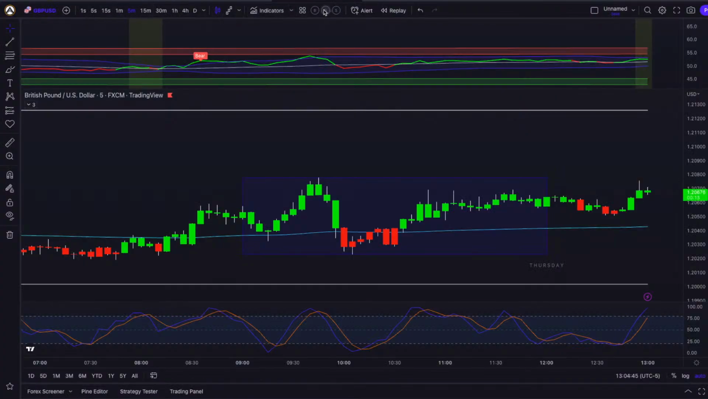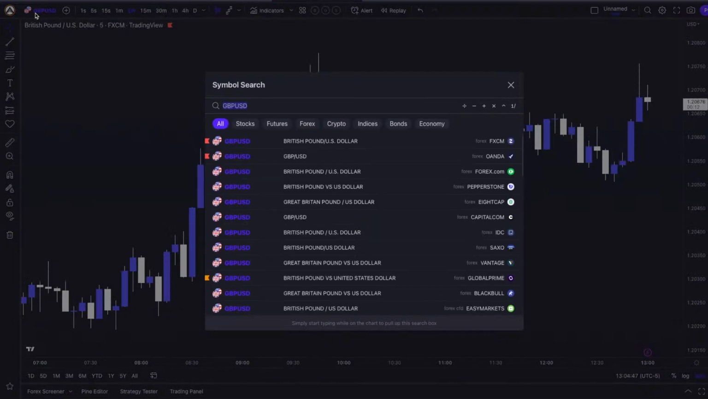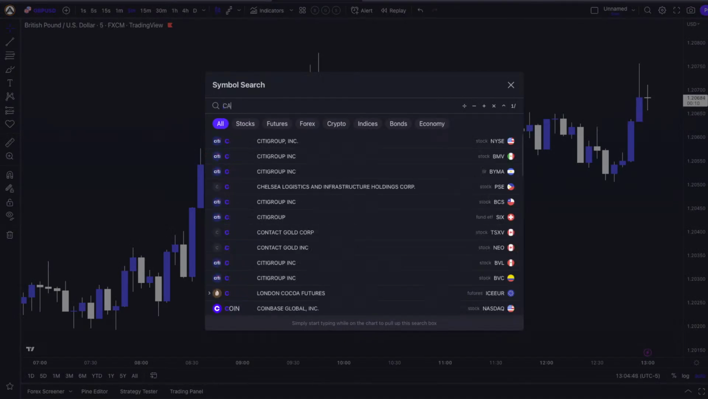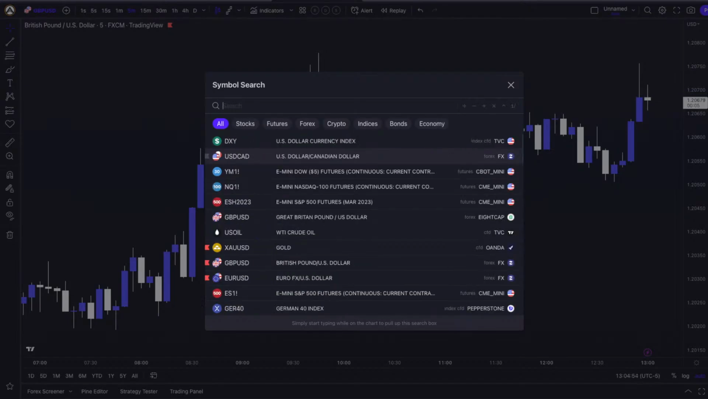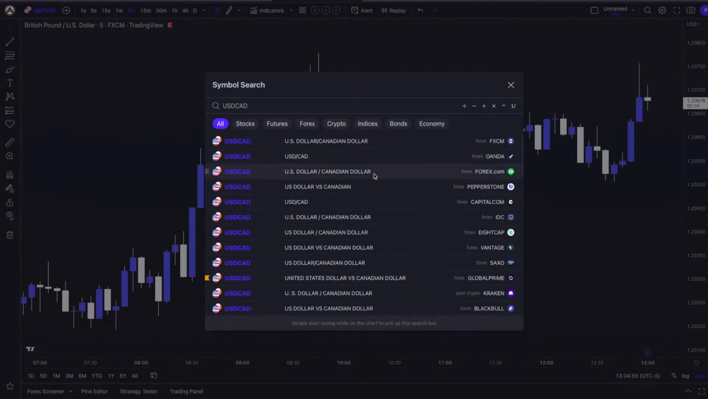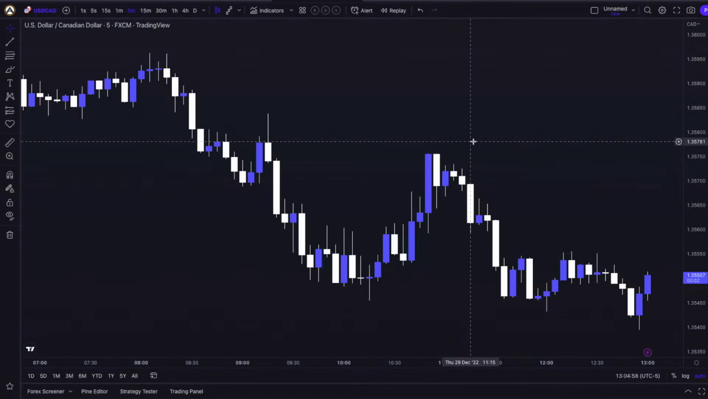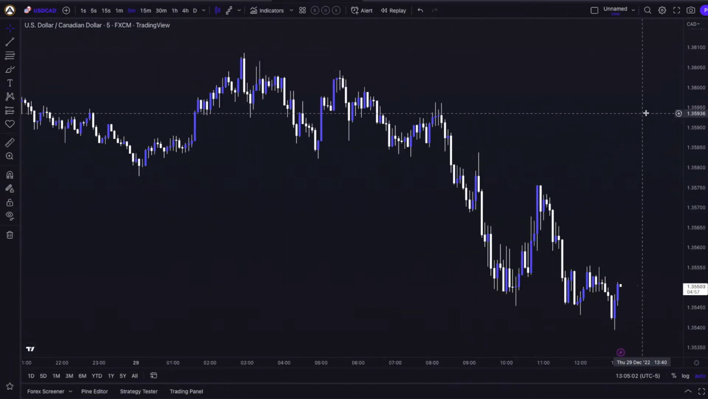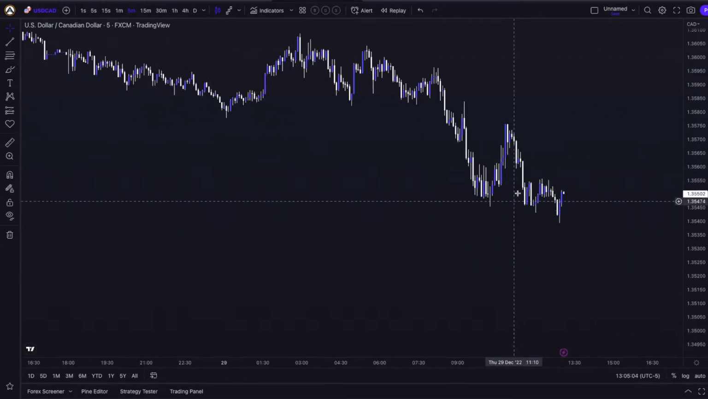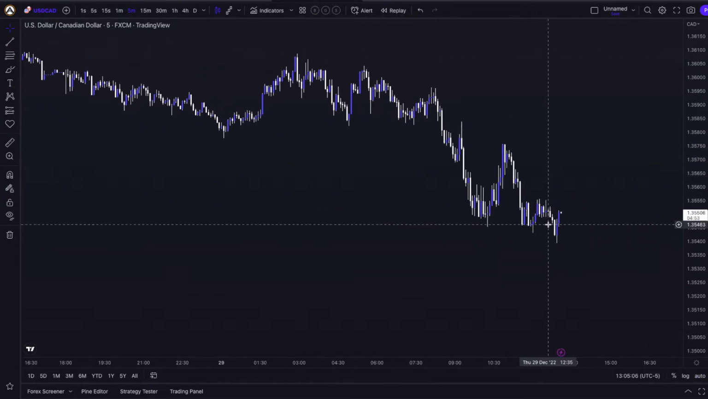Let's go back to our cable chart. No, CAD USD. We've been looking at it earlier. Nope, other way around. And so you know, I'm not trading USD CAD often. Yeah, definitely no retirement setup.